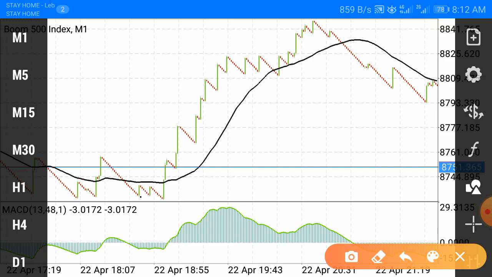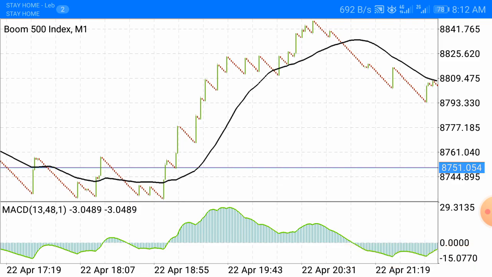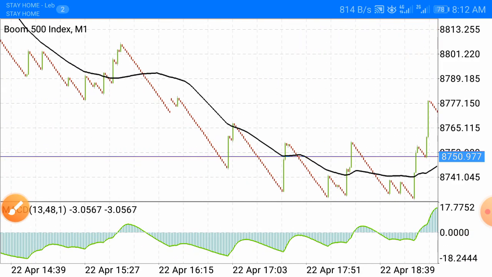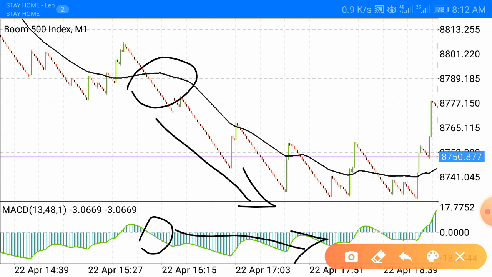And look here, a true buy. Candles crossing the 48 moving average, and MACD also showing that the market is going to buy. Look how much it buys. Really a very awesome indicator, setting and strategy. And look here, once the market comes into a sell signal, see how many pips it paid, and at the same time MACD gives an awesome signal. Look how many pips.